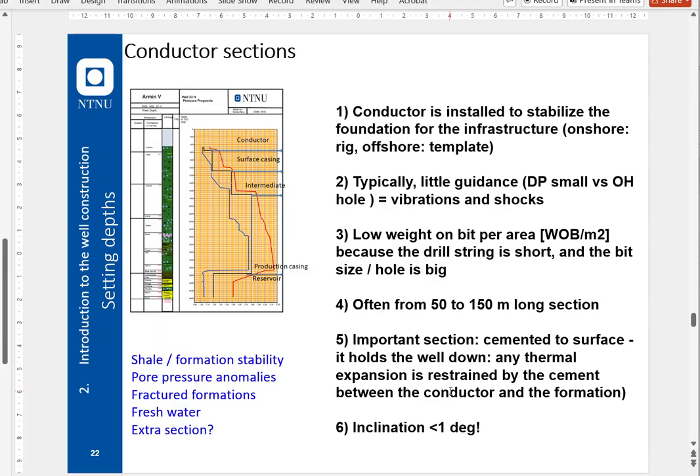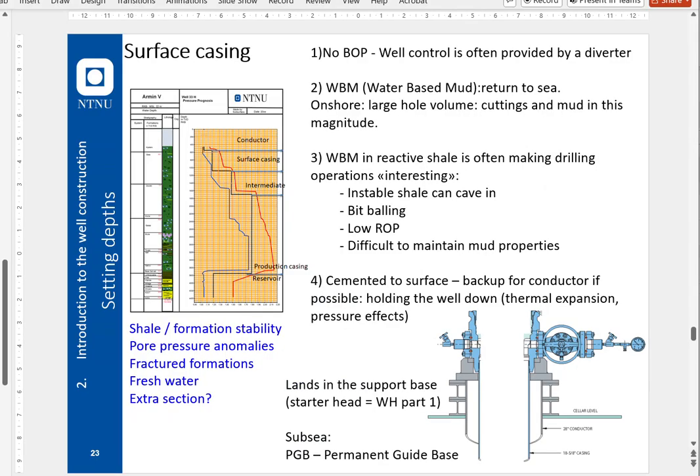and your well path becomes on the side of this boulder that with time will fall into the well, and you will pump it out or push it to the side deeper down. So that's what takes place, and some of the main issues for the conductor section. Surface casing, we drill without BOP, which means that there's returns to sea. Of course, water-based mud in those cases.